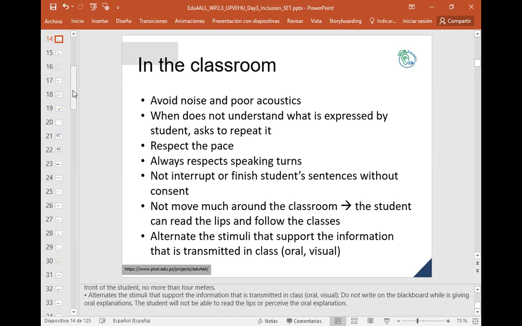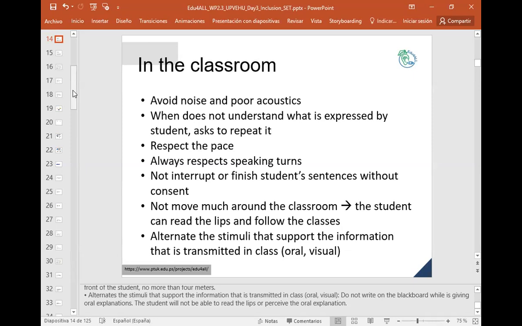Respect his/her pace, giving time to both make sure he understands the information and express his/her self. In a conversation with other students, always respect speaking turns. When the student has difficulties in expressing his/her self orally, do not interrupt or finish his/her sentences without consent.